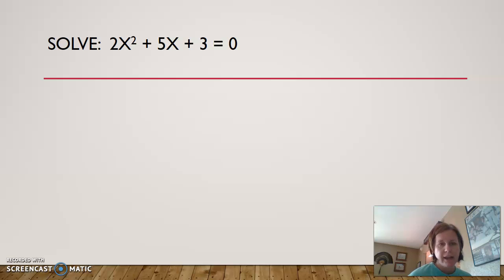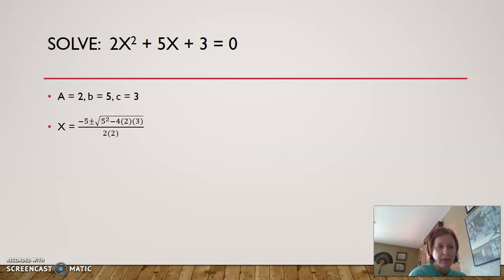2x squared plus 5x plus 3 equals 0. So we've already got it equal to 0. I'm going to identify my a, b, and c. Remember, if you want to pause the video and plug it in and work it out and see if you can get it correct first on your own, that would be a great option because then you could check your work. Okay, so I'm going to fill in the formula.